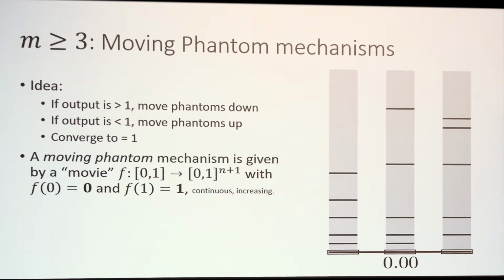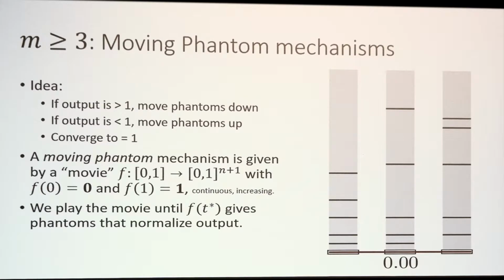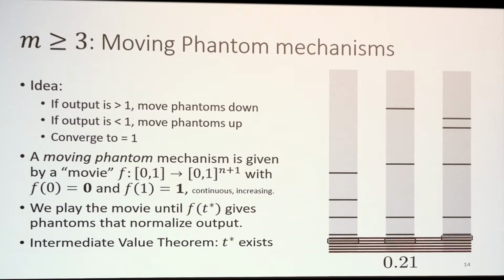Right, so a moving phantom mechanism is going to be given by a movie, or a function f, that defines a path of our phantoms such that they start all at 0, and then they move so that they're all at 1 in a continuous and monotonically increasing way. So I have an animation here that might clear that up.